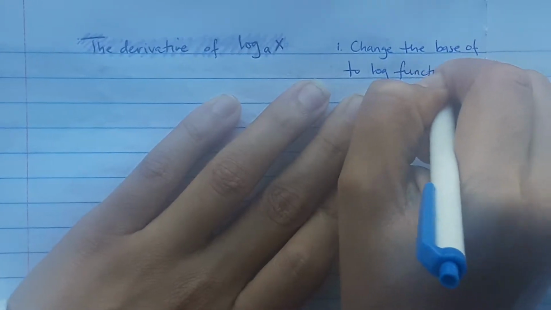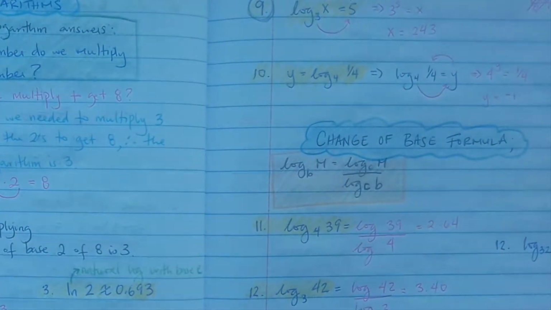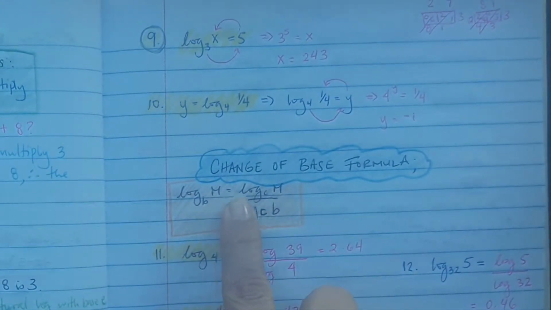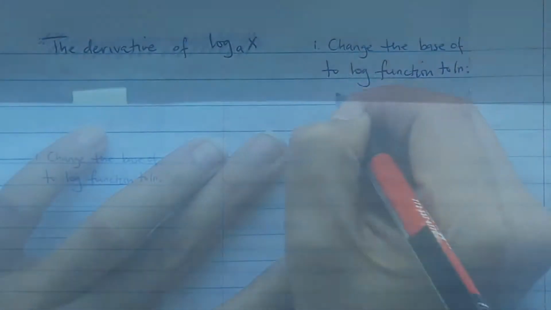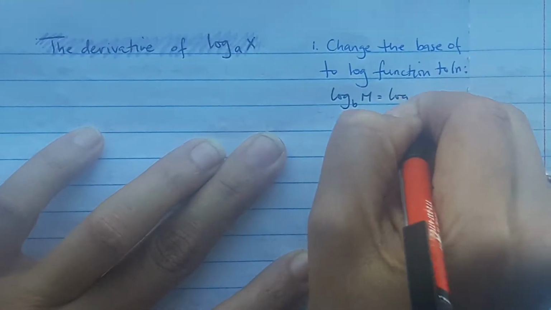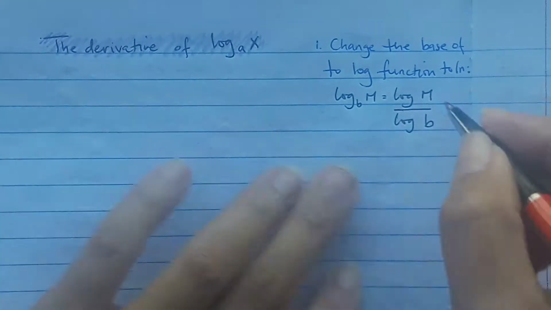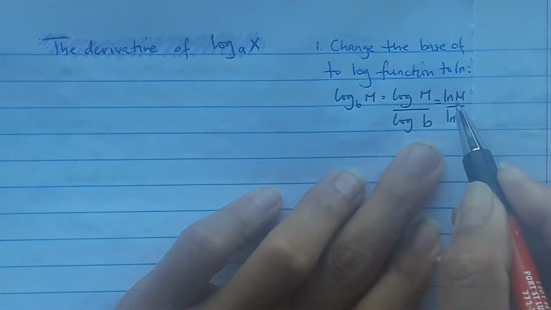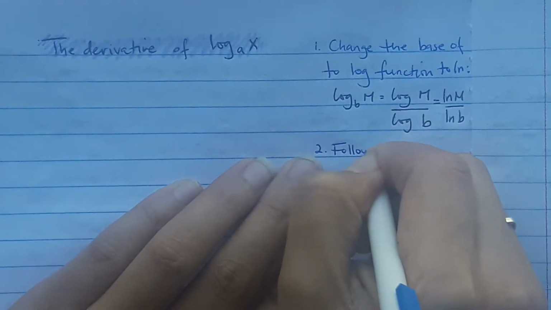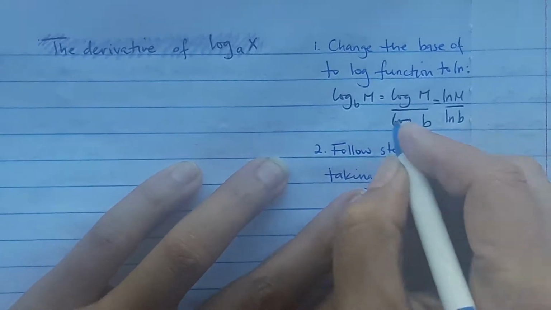If you remember how to do this, we did this earlier in preparation for calculus, so I'm just going to go back there and show you just in case you forgot. It's the log of the regular number over the log of the base. Whatever base you want, we're going to make it natural log of m over natural log of b. Then after that, you just follow the steps from taking the derivative of natural logs from our previous notes.